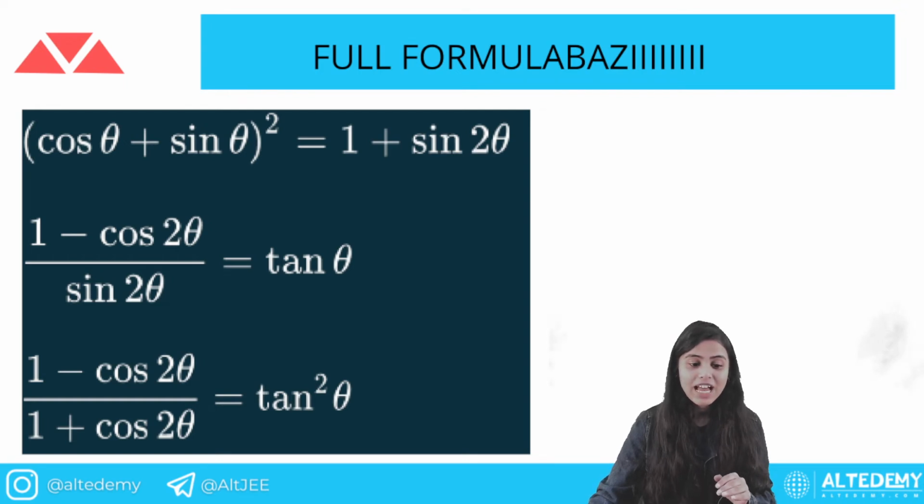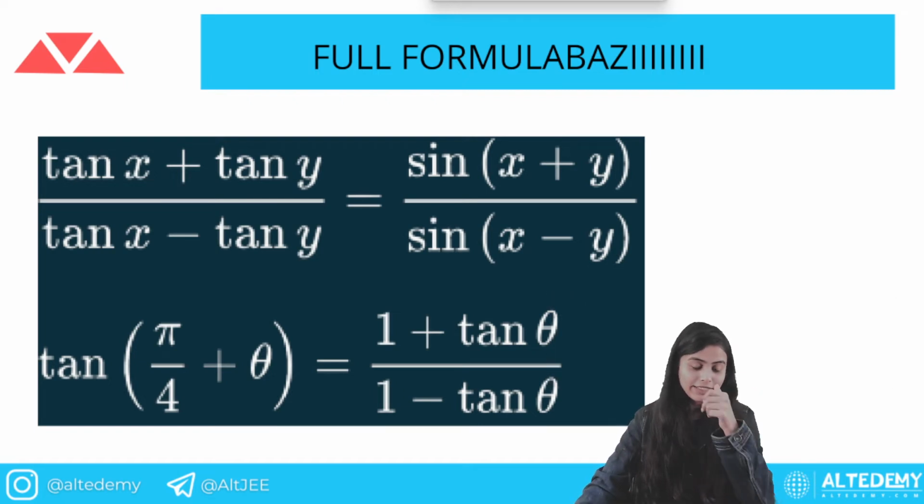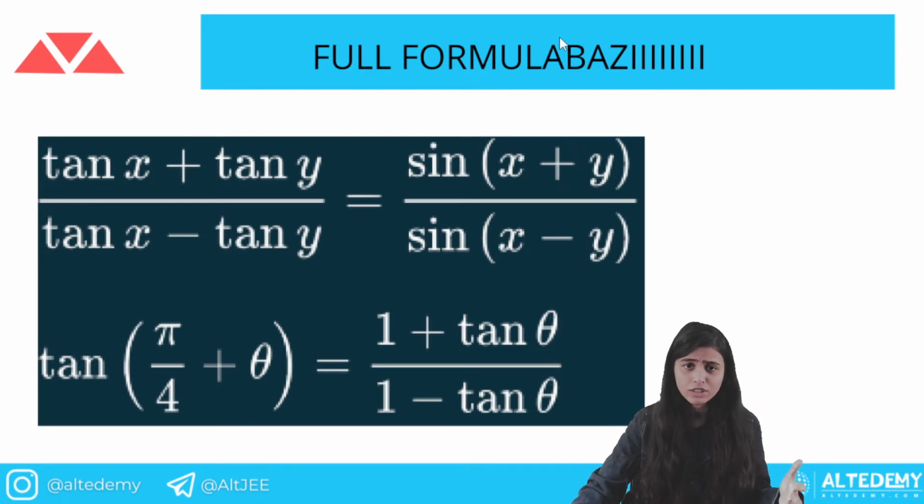Okay, here we have these formulas. We have more formulas, whole formula bazi, as written in the header. So tan x plus tan y upon 1 minus tan x tan y. This helps us so much. Like tan(pi by 4 plus theta) equals (1 plus tan theta) upon (1 minus tan theta). These are the special ones. These make your question so easy. Sometimes the question comes out straightforwardly from these formulas.